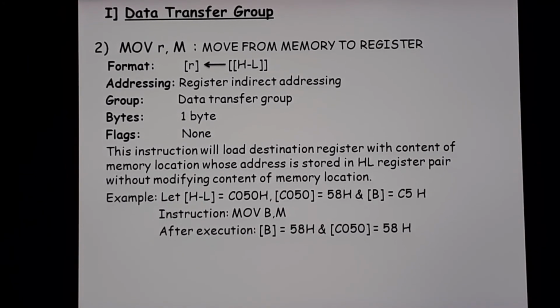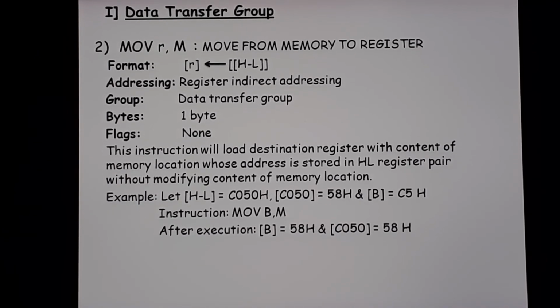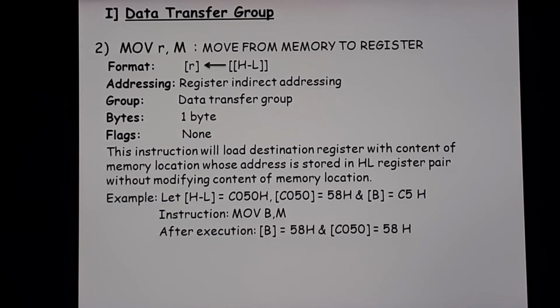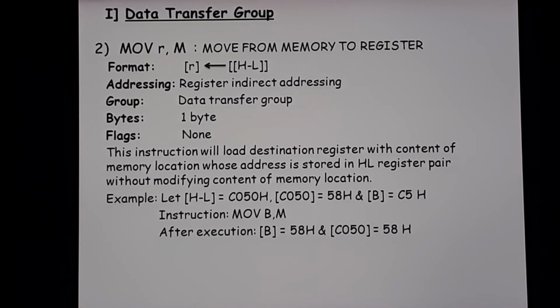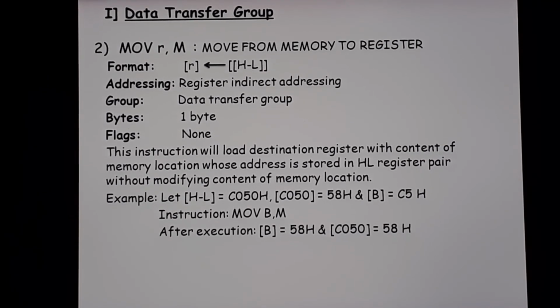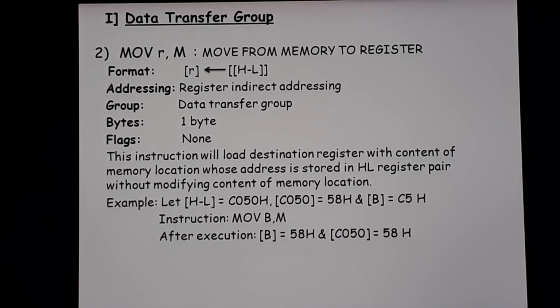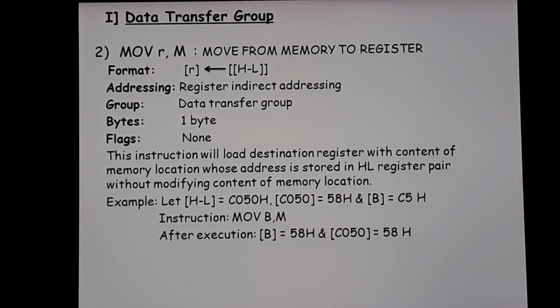Okay, see here I have taken an example. You can see, let HL pair is equal to C050. Now I have taken 4 numbers. Why? Because HL pair, I told you all, HL is the register pair which is of 16-bit. Since it is 2 registers, that is H is of 8-bit, L is of 8-bit, so together it became 16-bit register pair. So hence I have taken C050. You can take any number, 2080, 2951, any, but 4 numbers should be present here.